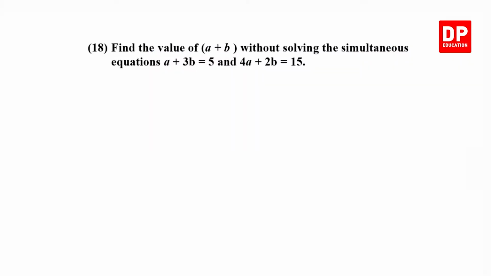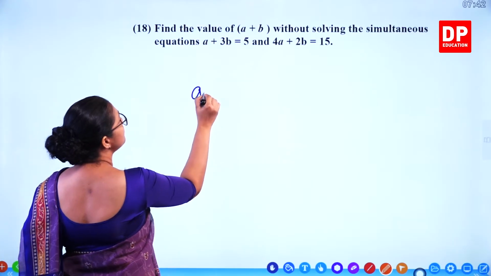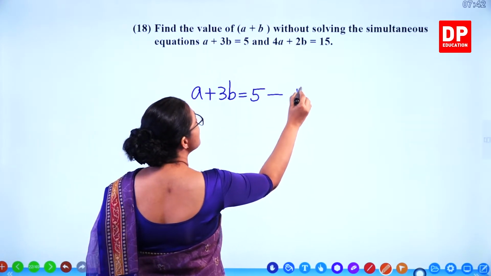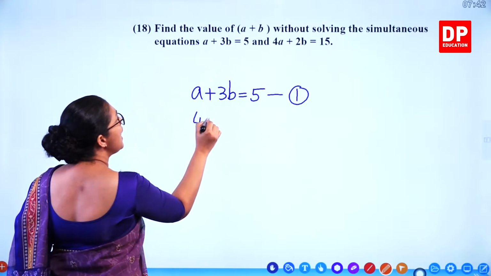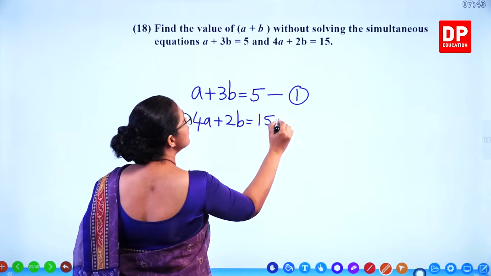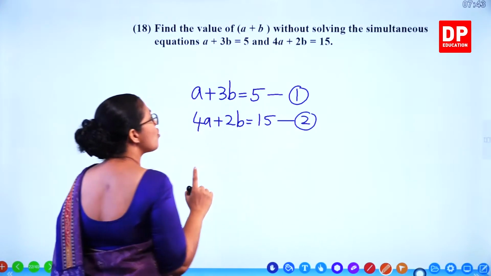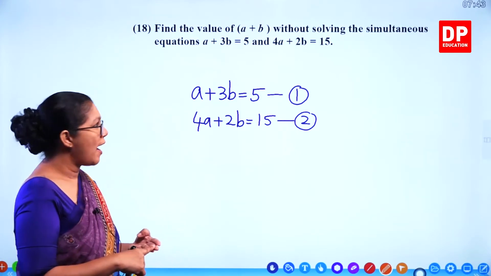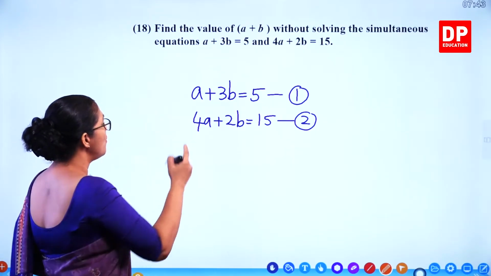Question number 18. Find the value of a plus b without solving the simultaneous equations. a plus 3b equals 5. That's the first equation given. 4a plus 2b equals 15. So if you don't want to solve for a and b, you can either add or subtract. Here addition is there, so we'll add it.